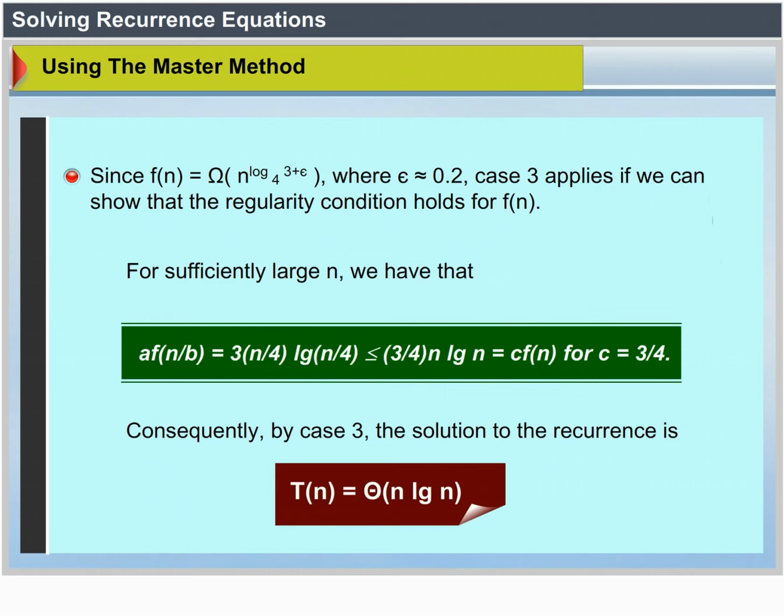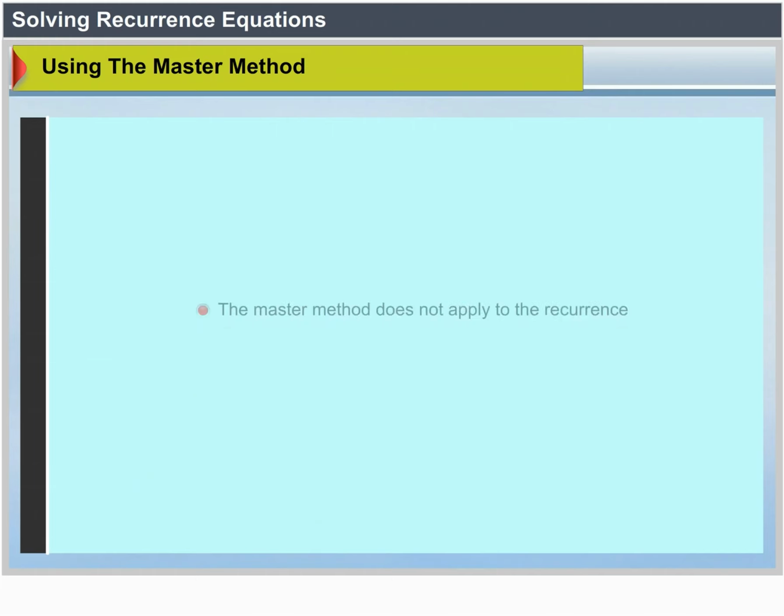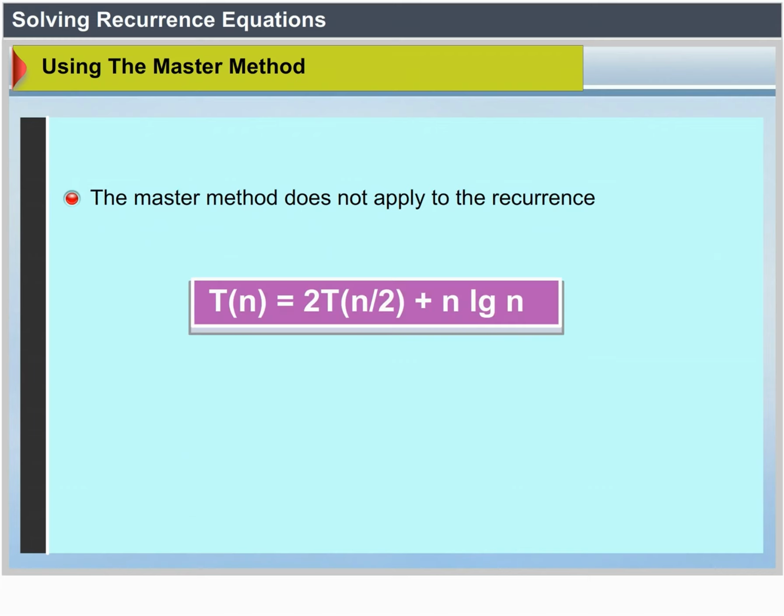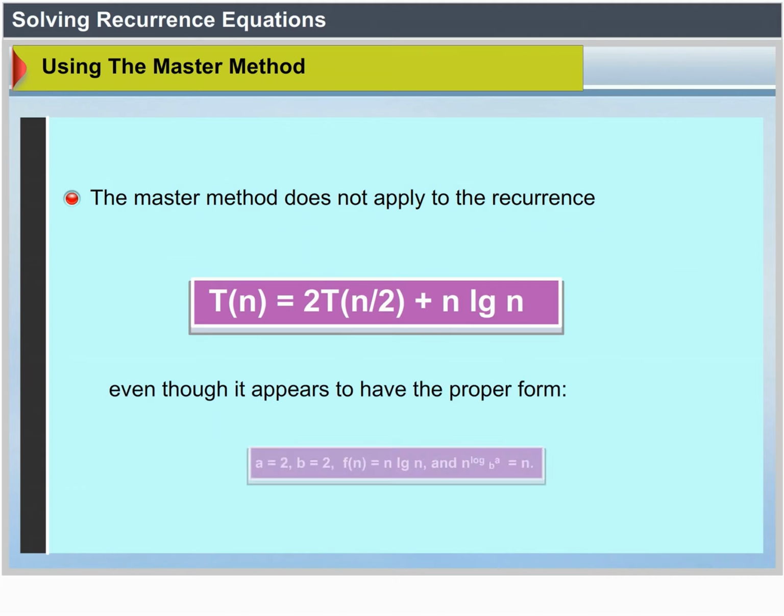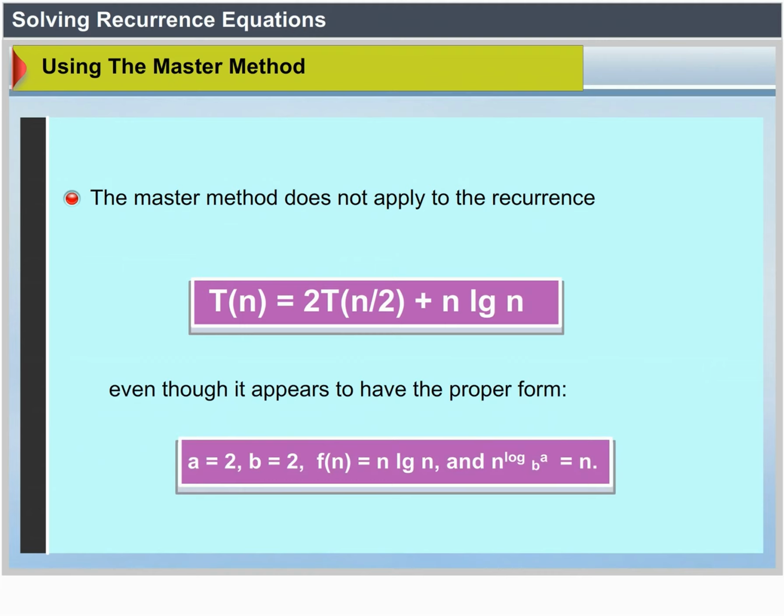The master method does not apply to the recurrence T(n) = 2T(n/2) + n log n, even though it appears to have the proper form: a = 2, b = 2, f(n) = n log n, and n^(log_b a) = n.